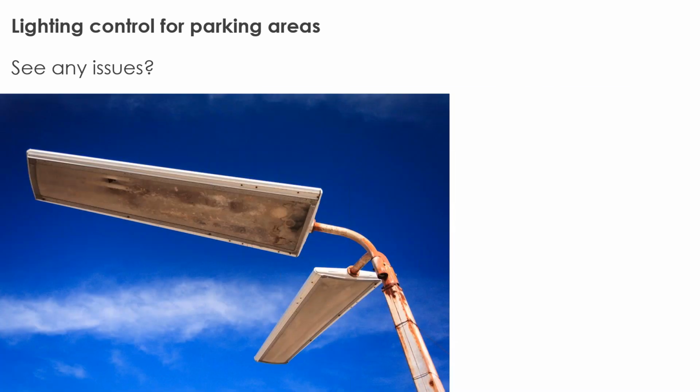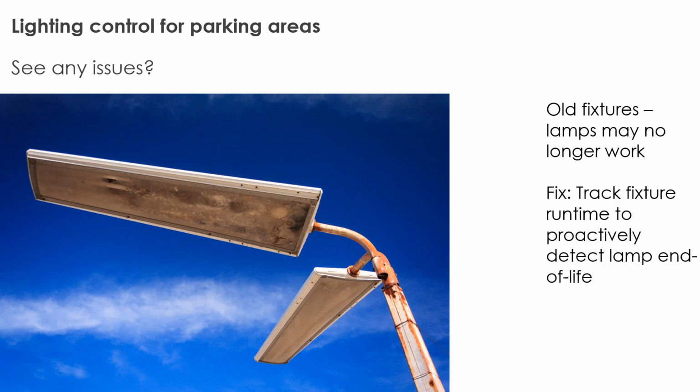And my 5th example here, I have some fixtures that have run their course. They're quite old. Not sure if the lights work, but these old fixtures may not work. And one thing we might look for in an outdoor system is a system that could track fixture runtime. That way it can proactively detect lamp end of life. So I don't have to worry about the lights dying. I can get a notification and fix them before they stop working. So those are 5 things to consider when thinking about parking lot lighting.